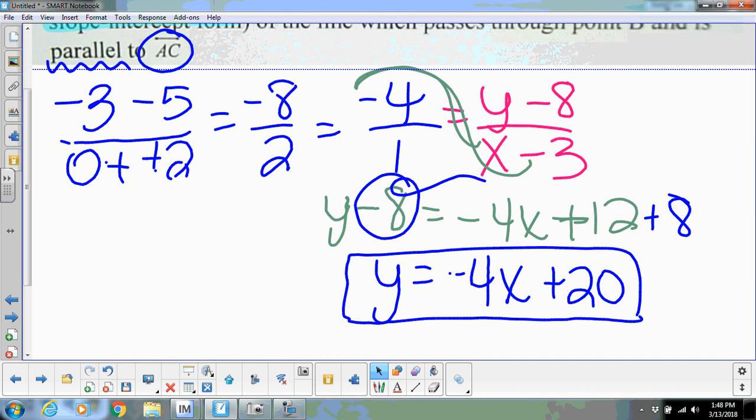Problem number 4 is basically exactly the same. It does want it in standard form. That's the only difference there. It is still parallel, so you're good.